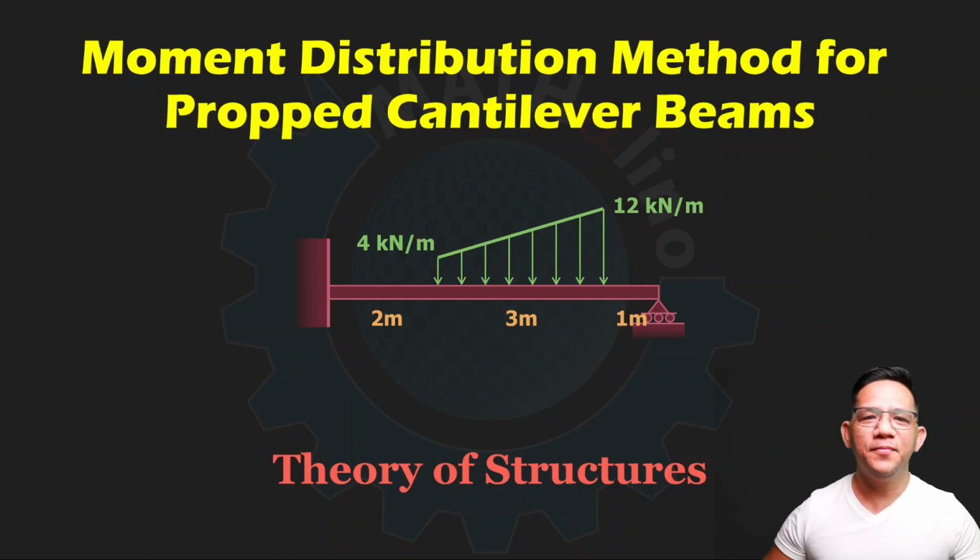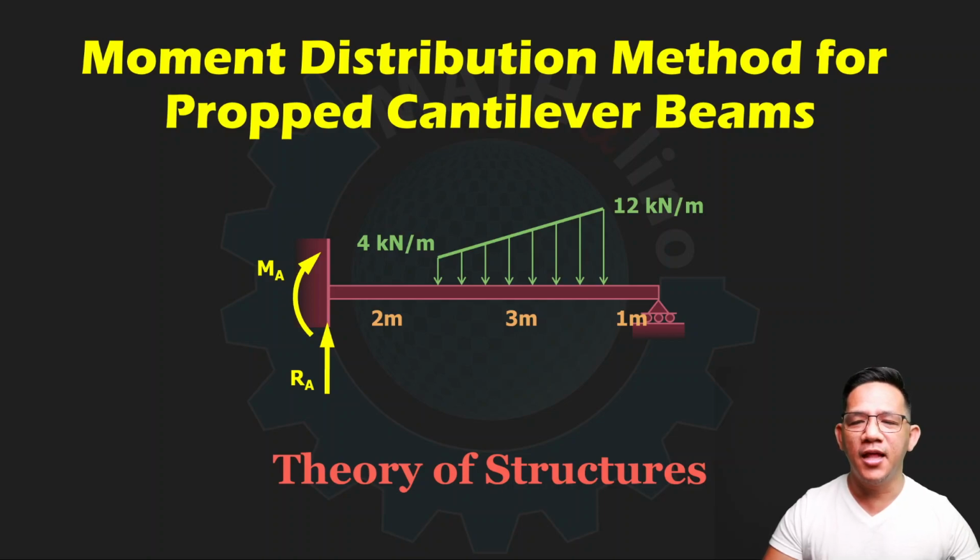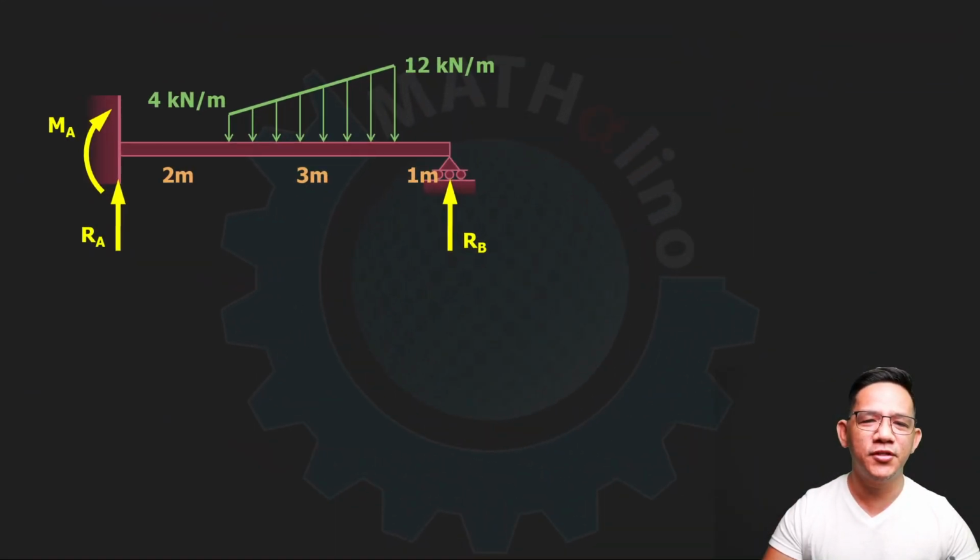Good day, everyone. We are going to solve this propped cantilever beam with trapezoidal load as shown in the figure. We are going to solve for the moment at A, the vertical reaction at A, and the simple reaction at B. Let us start. Of course, we can actually model this solution for this particular situation.